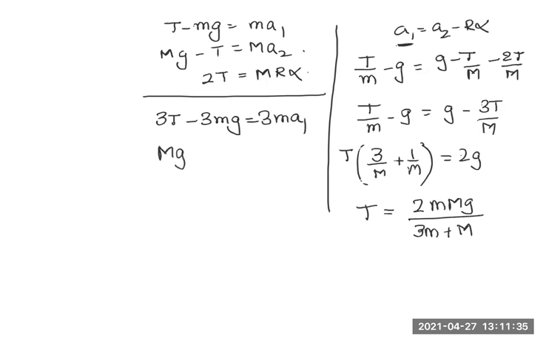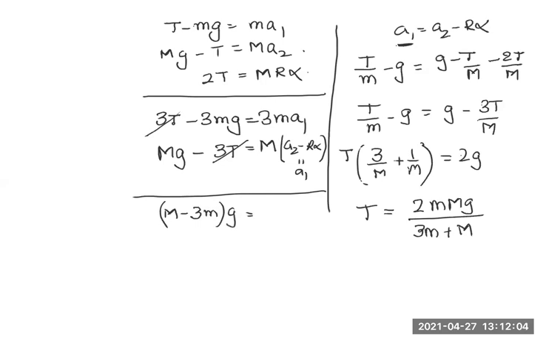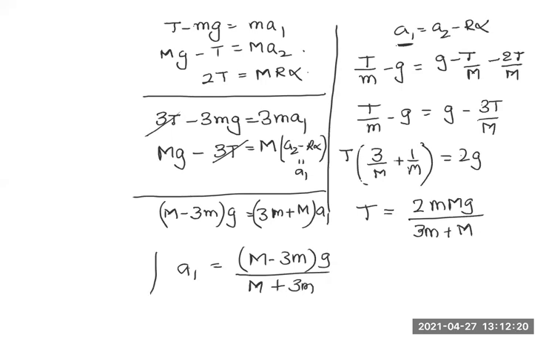So I get mg minus 3T is equal to capital M into a2 plus R alpha, sorry, a2 minus R alpha, which is nothing but a1. So if I were to add these two equations now, 3T and 3T would go away, and I would get M minus 3m g is equal to 3m plus M into a1. So a1 is equal to M minus 3m g upon M plus 3m. So many of you got the numerator correct. I hope the steps are understood.